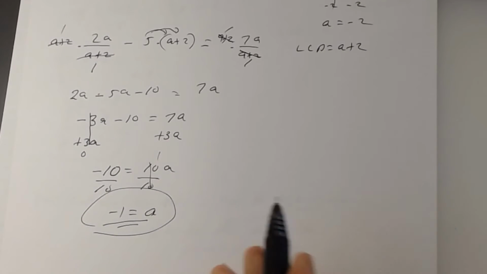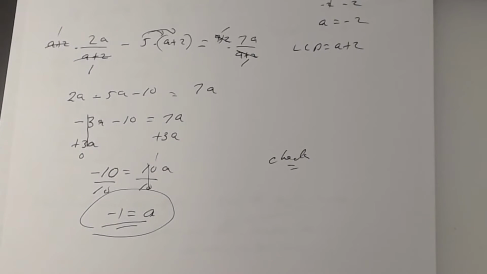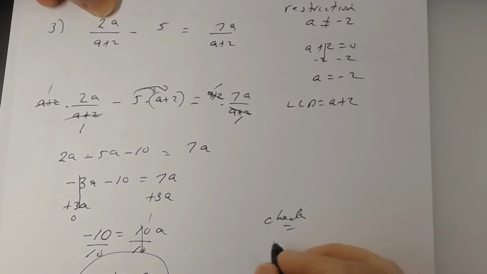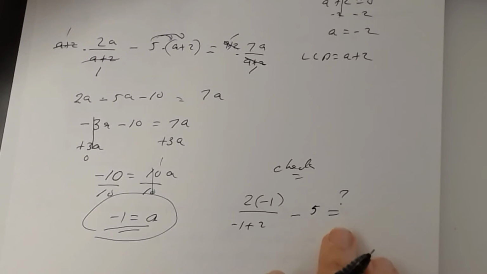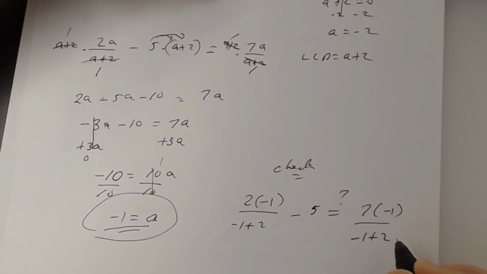A is negative 1. Now let's just check this. Let's go ahead and check this. So where you go back to the original equation, and wherever you see the letter a, what do you plug in? Negative 1. All right, so look, I get 2 times negative 1 divided by negative 1 plus 2. Is that correct? All right. Minus what? 5. And I want to see if that's going to equal, notice a question mark, 7 times what? Negative 1 divided by negative 1 plus 2.